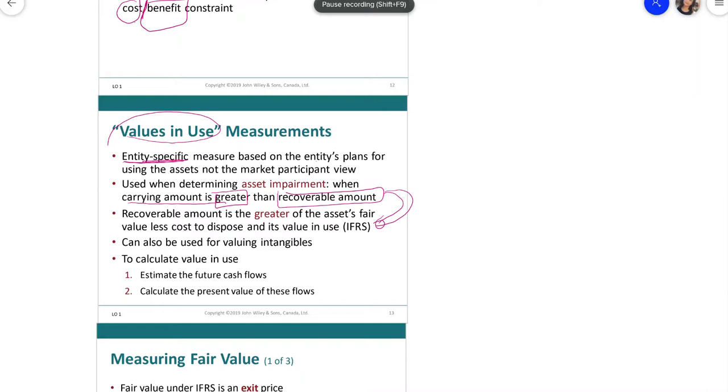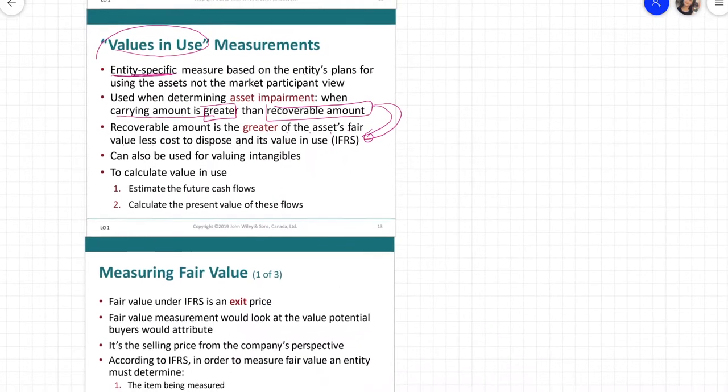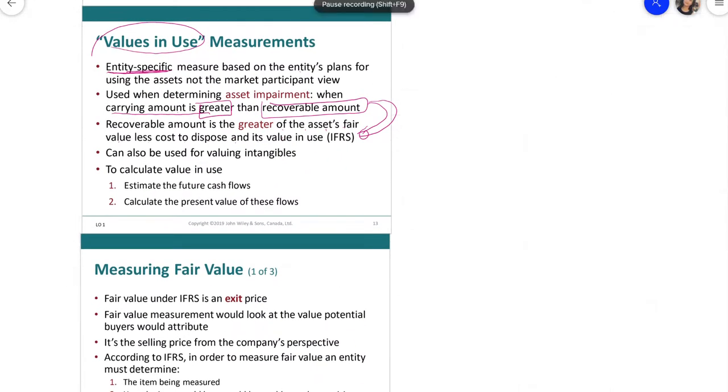What is the recoverable amount? It is the greater of the fair value less the cost of disposal. So anytime you dispose of an asset, you have to pay commission, maybe to somebody in the middle to sell that asset. So what we use is the greater amount, the greater of the asset's fair value less the cost of disposal. That becomes your recoverable amount. Then you compare it to the carrying amount, and once you compare it, you look at whether the asset is impaired or not, and then you do the adjustment accordingly.